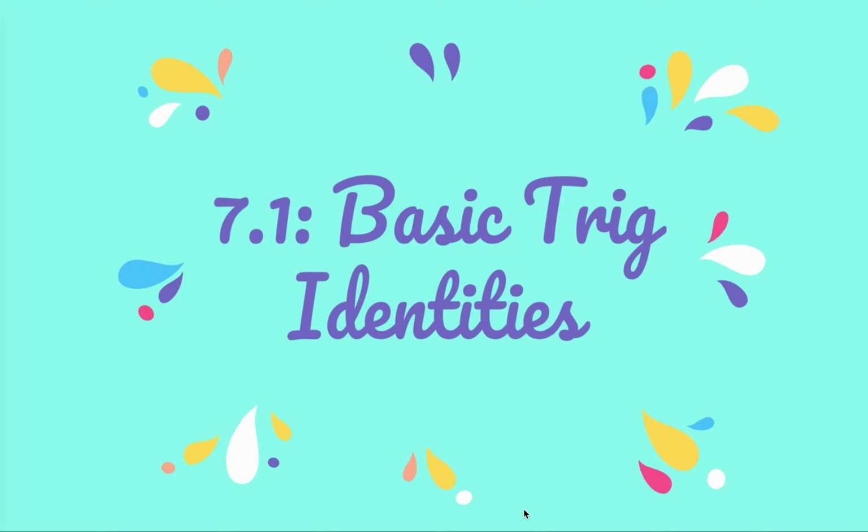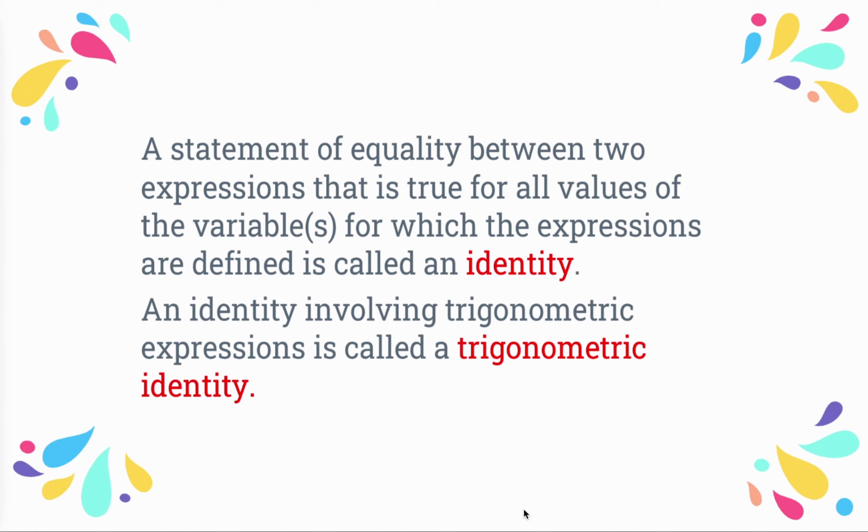Section 7.1, Basic Trig Identities. So, an identity is a statement of equality between two expressions that is true for all values of the variables for which the expressions are defined. An identity involving trigonometric expressions is called a trigonometric identity.